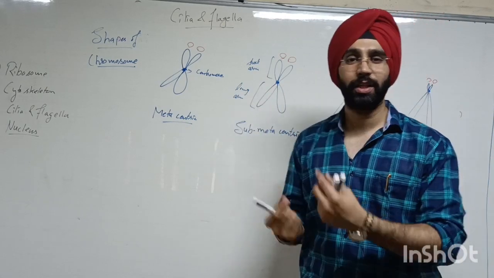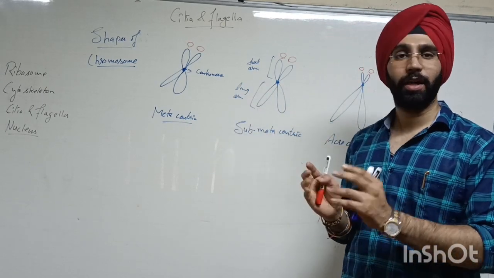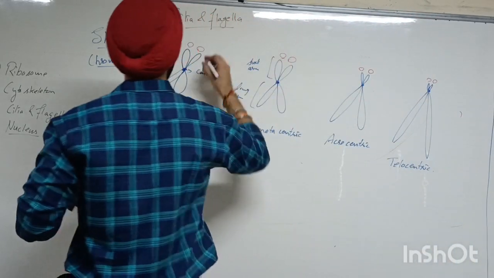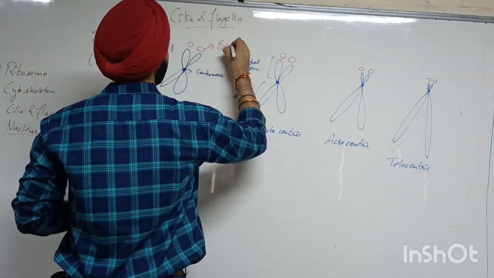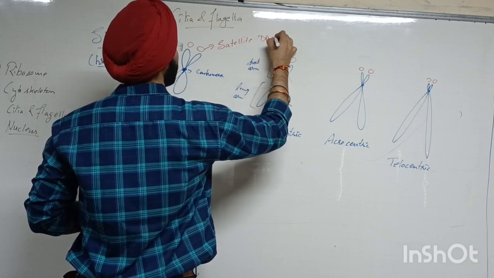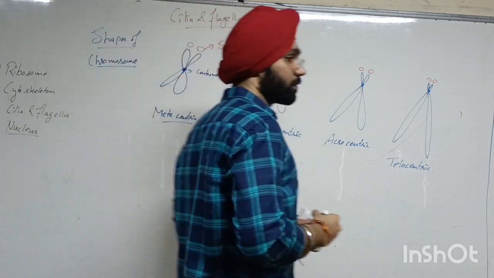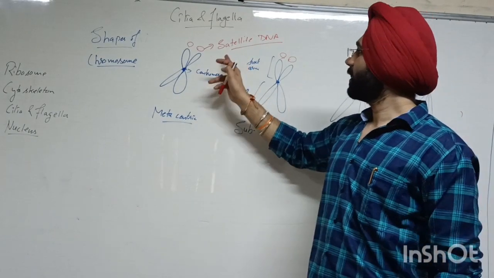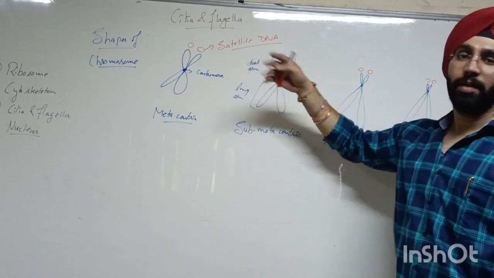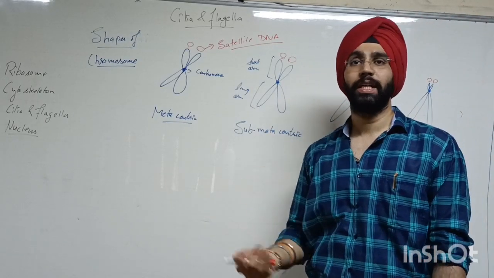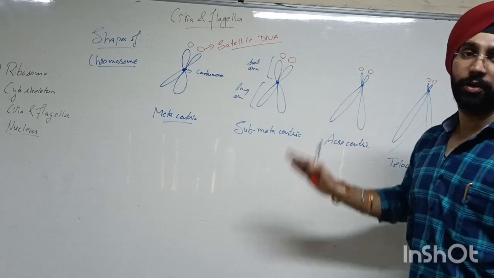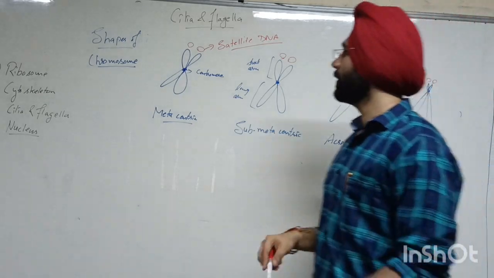So a special part of the chromosome, known as satellite DNA, is present over here. It doesn't take the color of the dye. That is why it is called satellite DNA, because it is very difficult to see in an electron microscope as well. So these 4 types of chromosomes are explained in your NCERT in the topic nucleus.